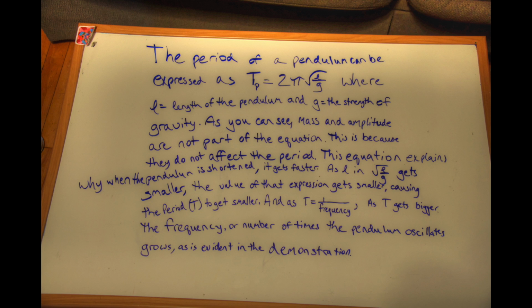This equation explains why when the pendulum is shortened, it gets faster. As L in the square root of L over g gets smaller, the value of that expression gets smaller, causing the period to get smaller. And as the period equals 1 over frequency, as the period gets smaller, the frequency, or number of times the pendulum oscillates, grows, as is evident in the demonstration.